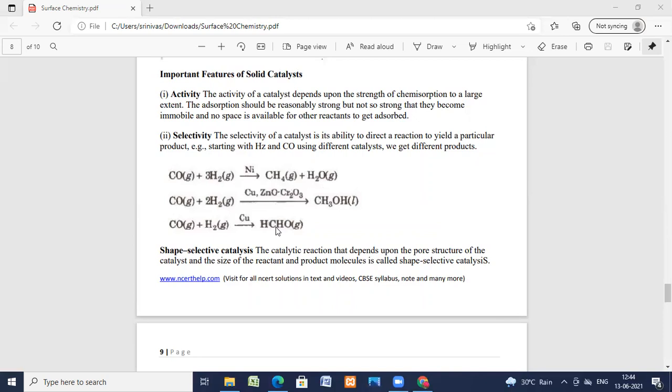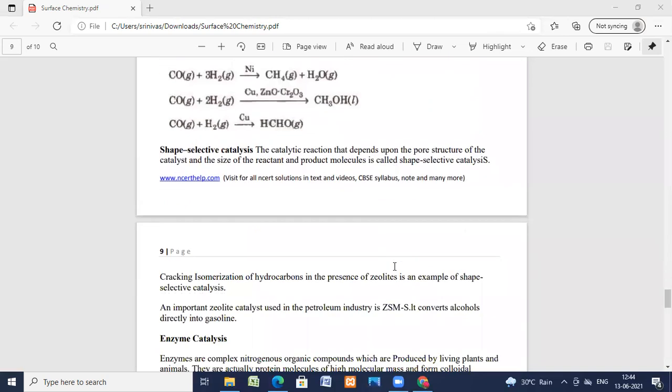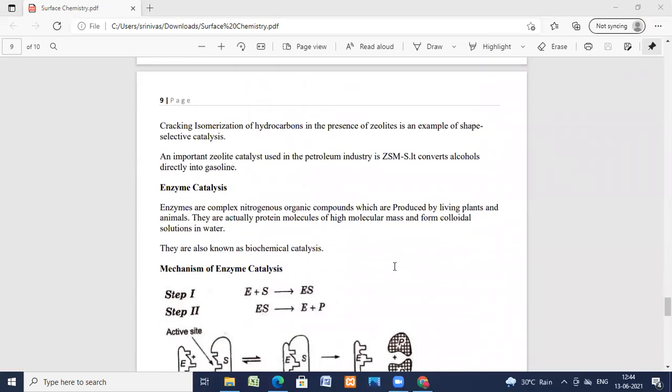So that is selectivity. Now, shape selectivity. The catalytic reaction that depends upon the pore structure of the catalyst and the size of the reactant and product molecules is called shape selective catalysis. Cracking and isomerization of hydrocarbons in presence of zeolites is an example of shape selective catalysis. The important zeolite catalyst used in the petroleum industry is ZSM-5. It converts alcohol directly into gasoline.